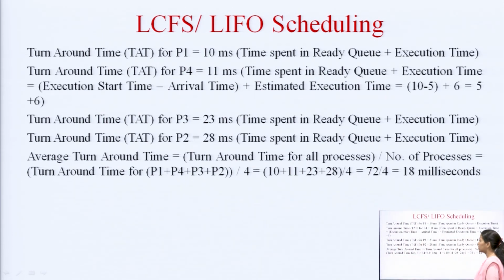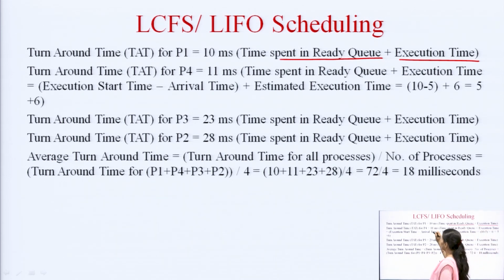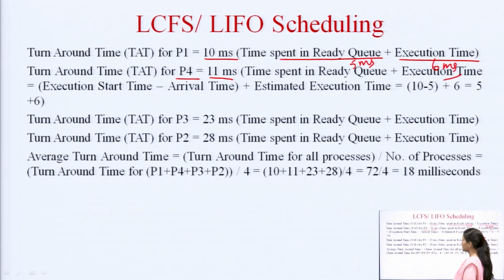Now, we will calculate the turnaround time. Turnaround time is the time spent in the ready queue plus the execution time. This is the total turnaround time. For P1 the turnaround time is 10 milliseconds, because it needs 10 milliseconds for its execution. For P4 it takes 11 milliseconds, because the time it spends in the ready queue is 5 milliseconds and the execution time is 6 milliseconds. So, in total it is 11 milliseconds.